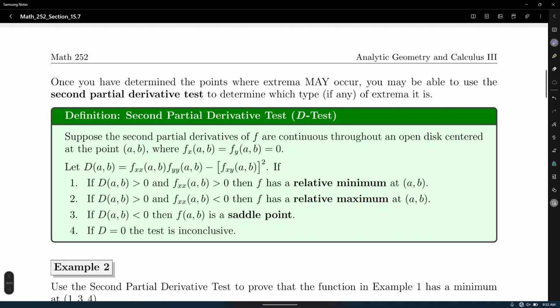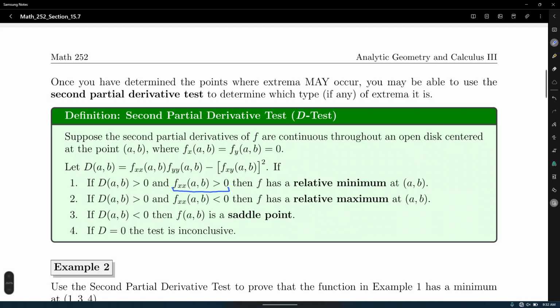Okay? And then we're going to have 4 different case scenarios. Number one, there are 2 cases in which the quantity D is a positive number. If D is positive and the second partial with respect to x at the critical point is positive, then we are going to have a relative minimum. Think of what you learned back in Calc 1. The second derivative test, what does that mean? If it's positive, that means concave up, right? Concave up, doesn't that have a minimum point? Okay, so same, but with 2 variables.